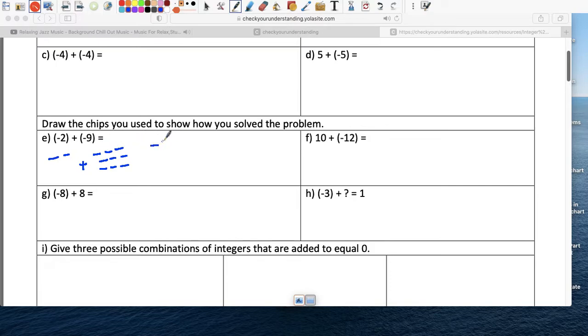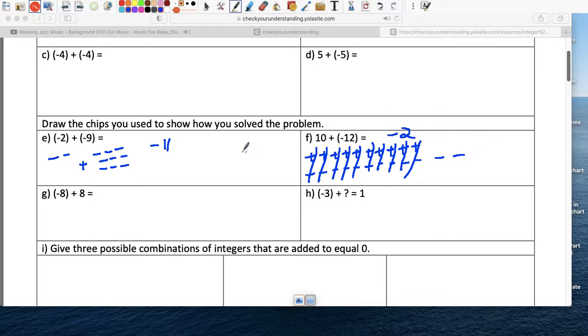In this case, -11. Can we make zero pairs out of this? We can't. So we end up having a larger group of negatives. Plus 10, so 1, 2, 3, 4, 5, 6, 7, 8, 9, 10. There's 10 positives, and 1, 2, 3, 4, 5, 6, 7, 8, 9, 10, 11, 12. Can we make zero pairs? Well, yeah, here's a zero pair, another. Right, so we can make 10 zero pairs. What do I have left over at the end? -2.